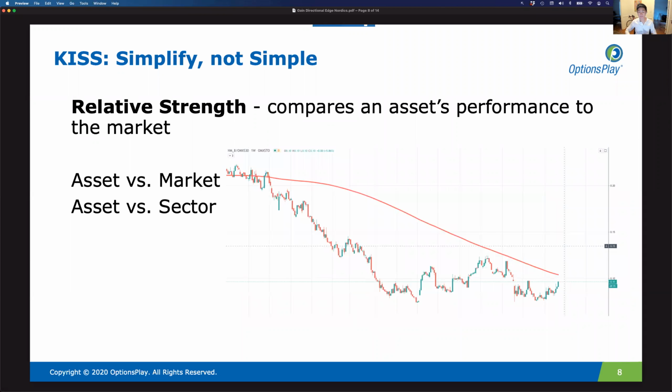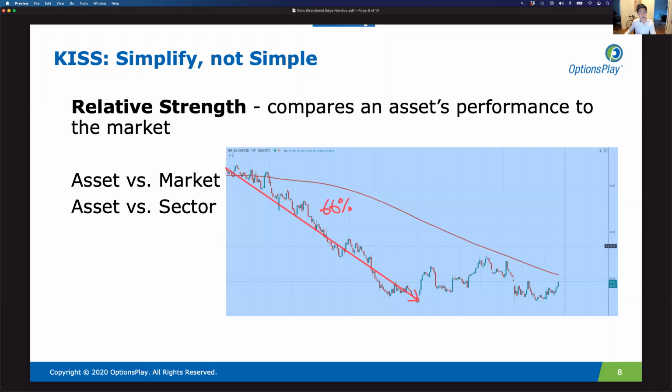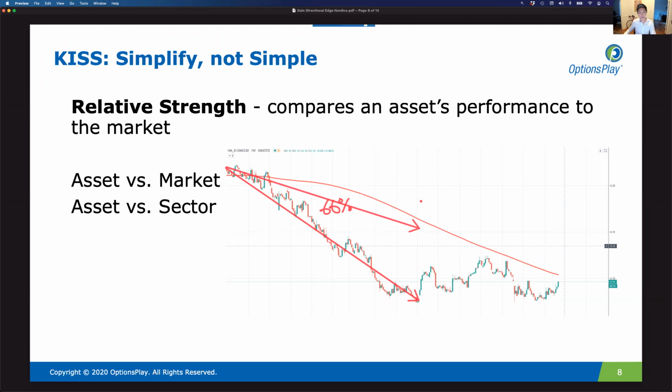Now, generally speaking, if you're looking for a short opportunity, you want to see stocks that are underperforming the broader market. So when the asset moves, let's say, 66% lower, generally it's a good idea to short these types of stocks when it's a bearish trend. If, let's say, during that same time the market only went down, let's say, 40%, right? So this is a stock that's underperforming the markets, that has a higher probability of continuing to move lower, or move lower at a faster rate than the broader markets. Does that make sense, everyone?